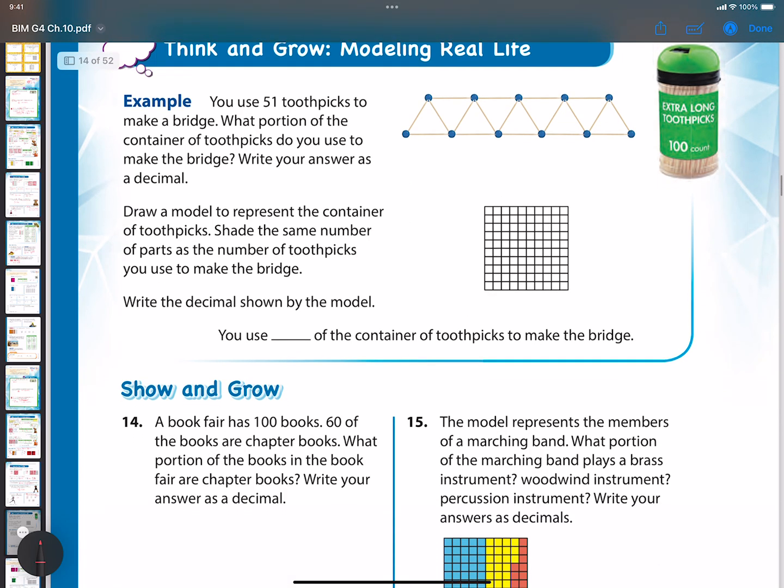Example, you use 51 toothpicks to make a bridge. What portion of the container of toothpicks do you use to make the bridge? Write your answer as a decimal. Okay, this is a question, and this container has 100 toothpicks, right? But then they use 51 out of 100. In decimal, 0.51. Okay, so they use 0.51.